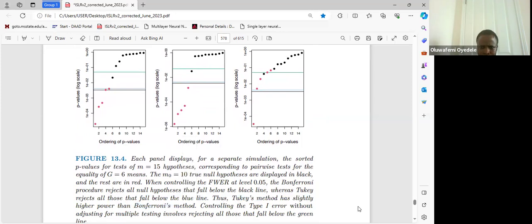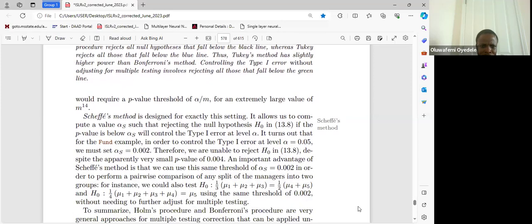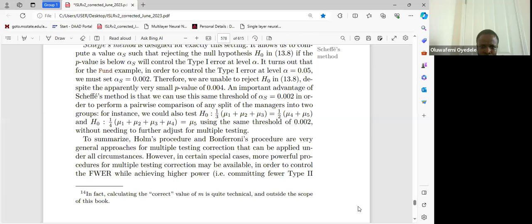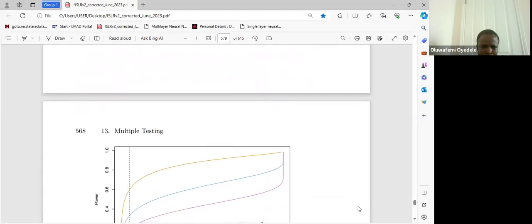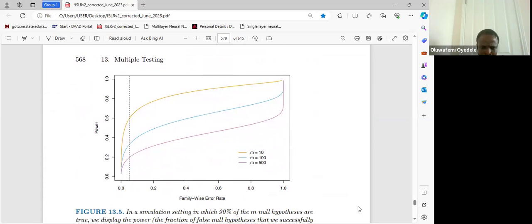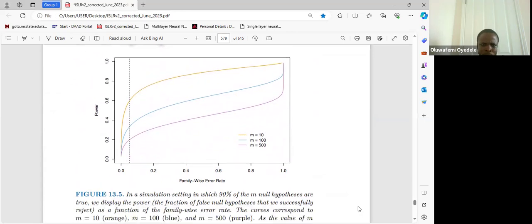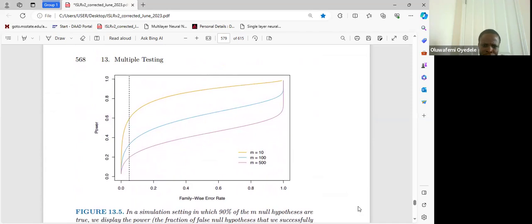So we can see that Tukey's method has slightly higher power than the other two approaches, from what they talk about in the book. This is just a plot showing the family-wise error rates on the x-axis and the power on the y-axis. Here we have the number of samples: here we have 10, here we have 100, and here we have 500.